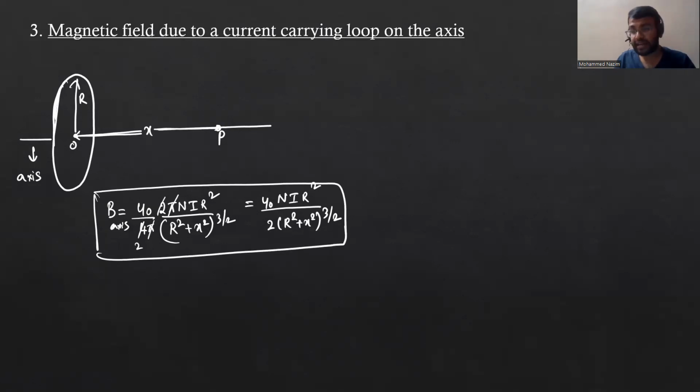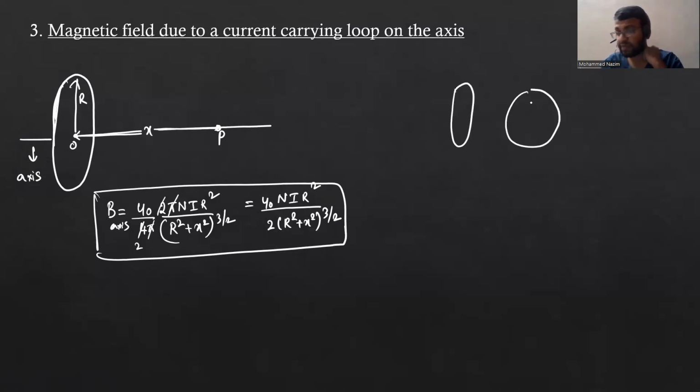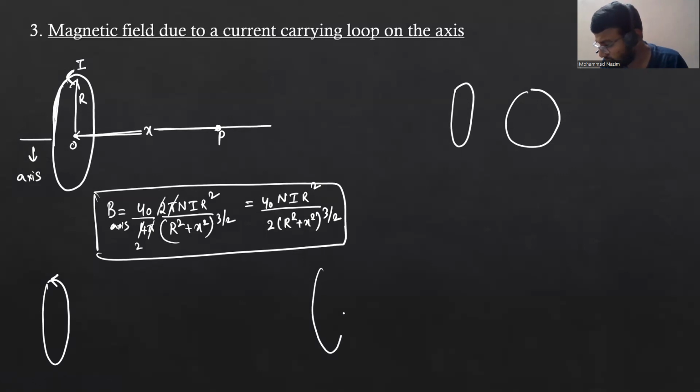Now, how do you find the direction? Direction is very, very important. In order to find the direction, you just watch it from here. I told you there's a difference between drawing a circle like this and drawing a circle like this. The second one is in the plane of the board, but the first one is perpendicular to the plane of the board. Current can be in any direction, clockwise or anti-clockwise, it doesn't matter. Let me keep it in this direction, and in the second case, let me keep it like this.